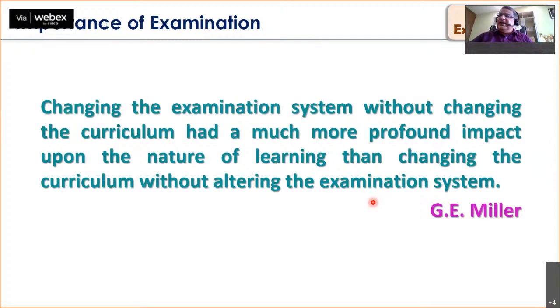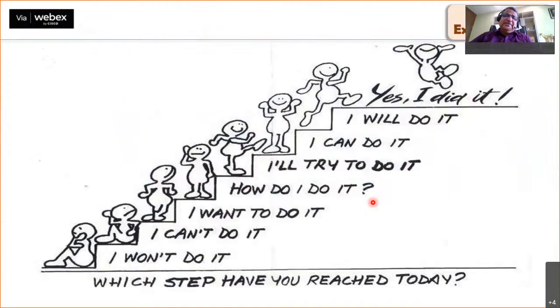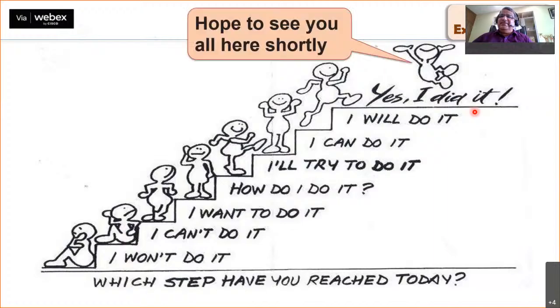We can do it, provided everybody understands OBE correctly and implements it in good spirit. In spite of attending this, somebody will have initial doubt. I won't do it, I can't do it. Then looking at some of your colleagues doing, you may say, I want to do it. Once you decide, you may ask, how do I do it? Then with the help of your colleagues, you will try to do it. Finally, I want to see, yes, I did it. Okay. Hope to see you all here shortly.